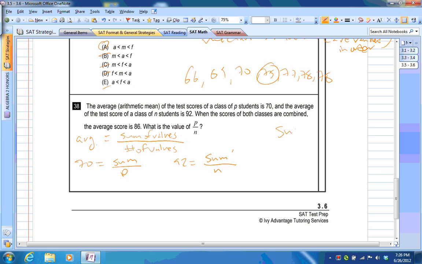Well, the total average would be the sum of both classes divided by all the students. That has to equal 86. So if you think about it, you can actually isolate the sum for the classes individually and then substitute.